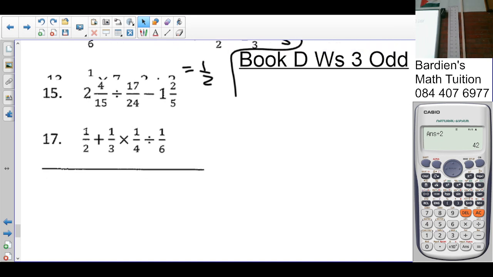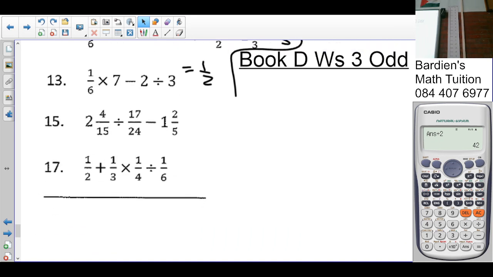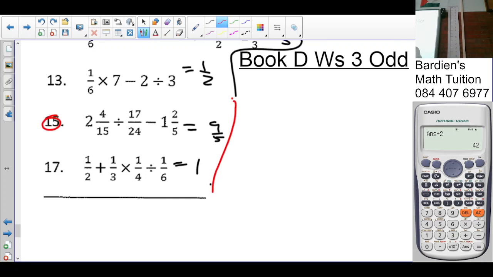Number 13 is half. Number 15 is 9 over 5. Number 17 is 1. Any problems with number 13? No. Number 15? Number 15. Okay, go for it, Michael. 54 over 15. So you got 2 and 4 over 15. This is now number 15. Divided by 17 over 24. Minus 1 and 2 over 5. Right, go for it. 34 over 15.